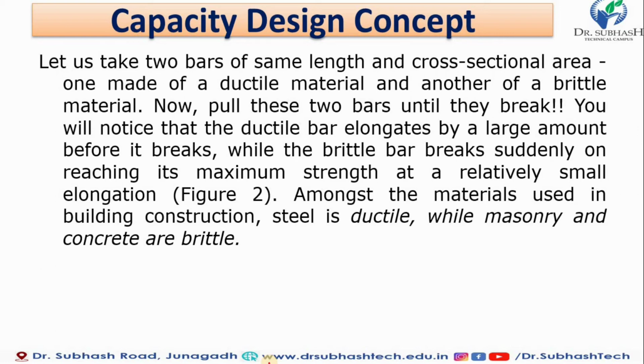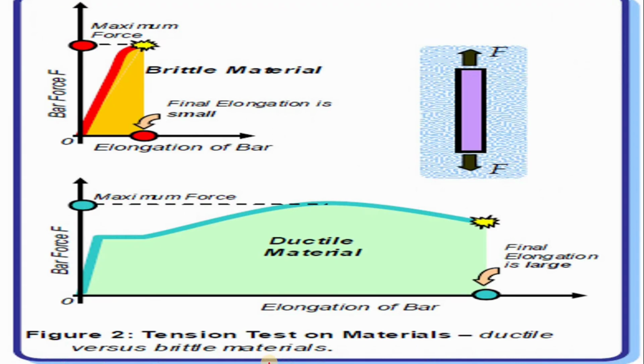So there is relatively small elongation amongst the materials used in building construction. Steel is ductile, while masonry and concrete are brittle. That will be seen in our next figure. You can see the tension test of material in case of ductility. The first is a bar with force F, you can see in vertical. This is the bar force at F. This is the elongation of the bar.